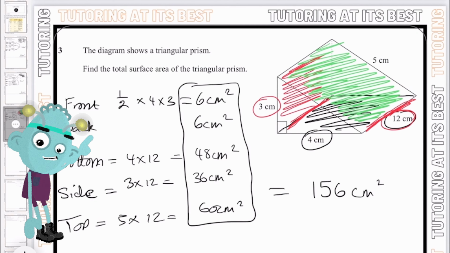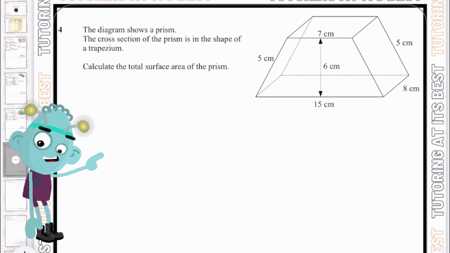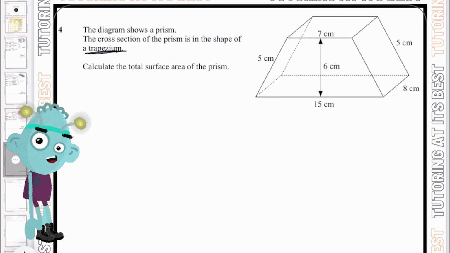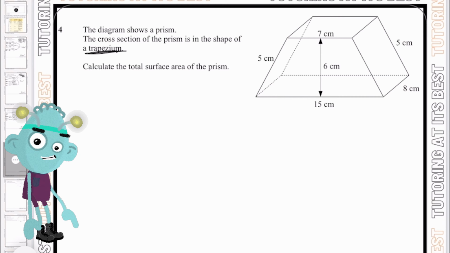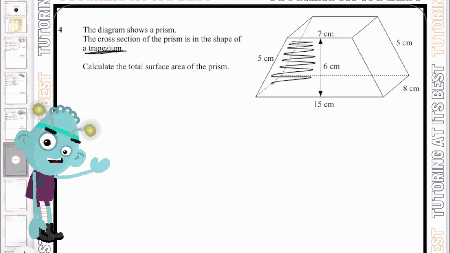I hope that question was clear. Let's now move over into question number 4. So this diagram shows us a prism, and the cross section of the prism is in the shape of a trapezium. So the first thing we need to do is find out what the formula is to calculate the area of the trapezium. Remember now that our trapezium is the front facing shape here.